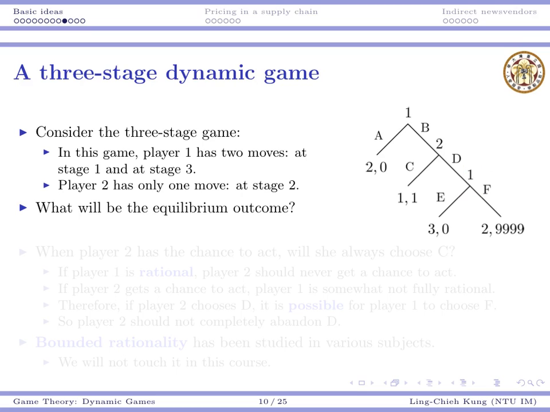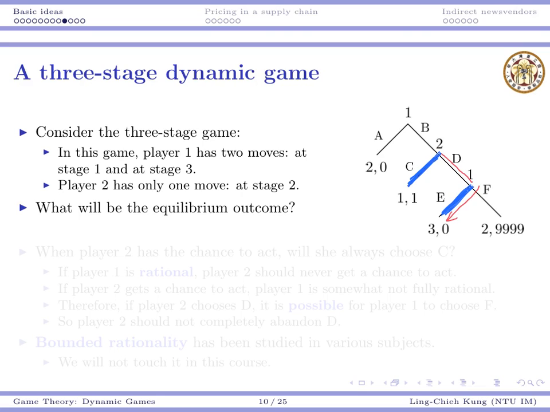So for player 1, he will think, okay, if I choose E, I get 3. If I choose F, I get 2. So I will choose E. So now it's player 2's turn. In stage 2, player 2 will think, if I choose C, I get 1. If I choose D, I know the result will be here, so I will get 0. So that means if I am player 2, I'd better choose C.